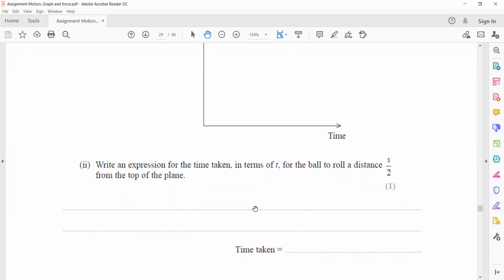So in this question, we have to write an expression for the time taken, in terms of t, for the ball to roll down a distance s by 2. Look, if a ball rolls a complete distance s, we have the formula s equals ut plus half at square, the formula which relates the time and the distance.